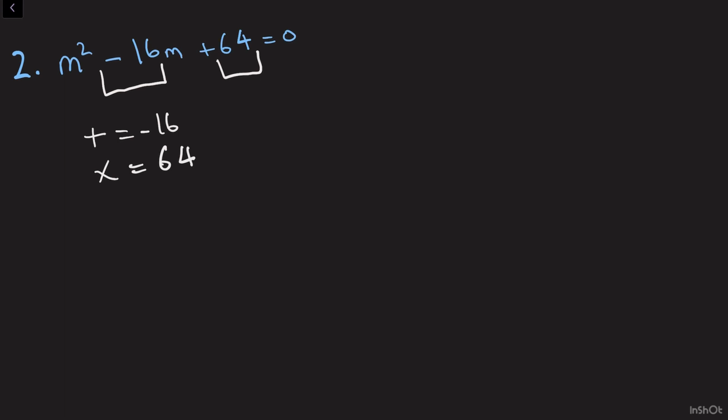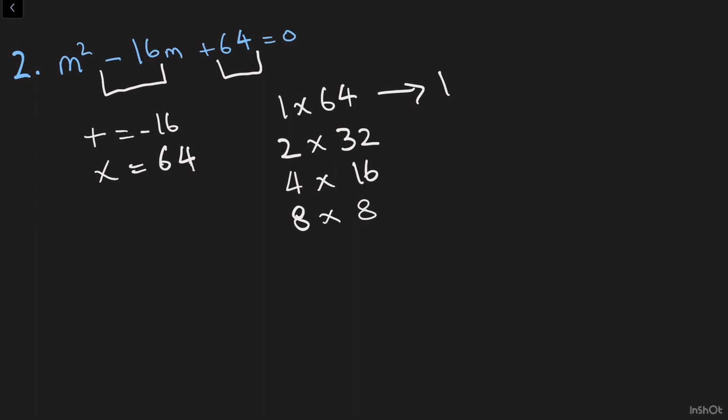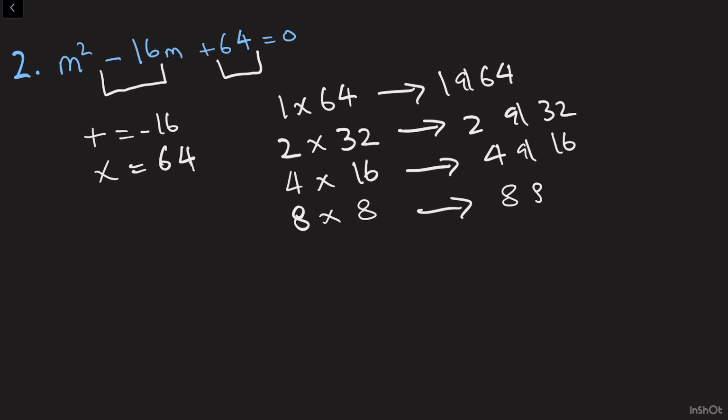So now let's list some numbers that get us 64. So we got 1 times 64, 2 times 32, 3 doesn't go into 64, 4 does, 4 times 16, 5 doesn't go into it, 6 doesn't go into it, 7 doesn't go into it, 8 goes into it, so 8 times 8, and we can stop here. So now we have these numbers: 1 and 64, 2 and 32, 4 and 16, 8 and 8.